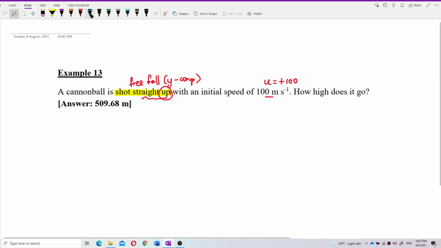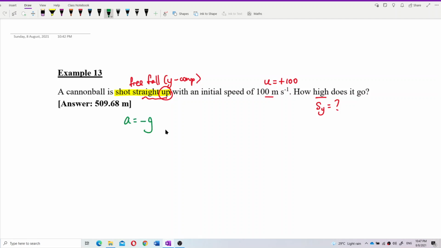How high does it go? The question asks about height, so this is the displacement in the y component. Okay? For free fall motion, we know one thing: the acceleration is negative g. This is the acceleration in the y component. We also have the initial velocity, also in the y component. We want to find the displacement. How high does it go?